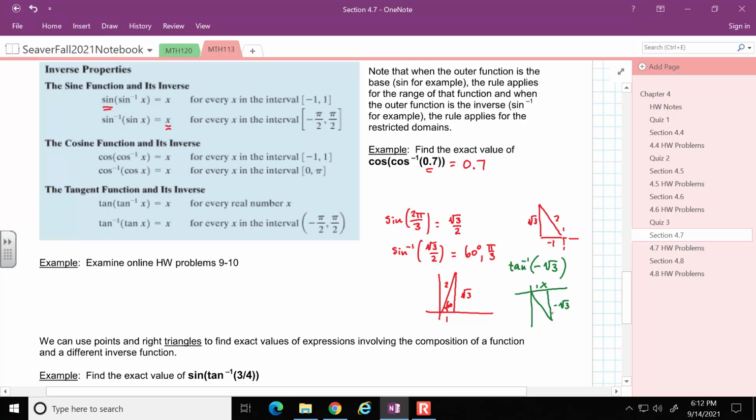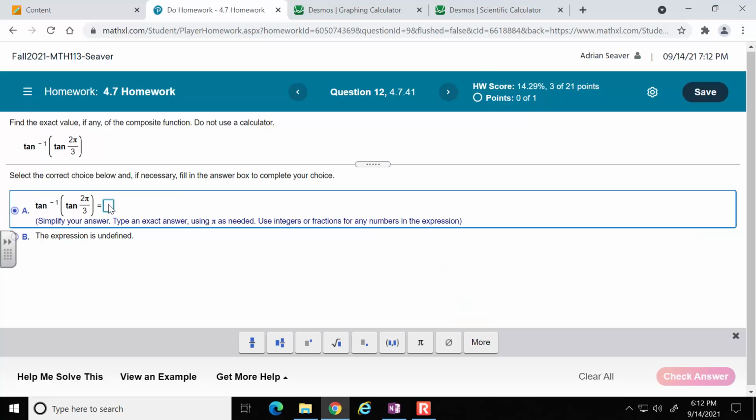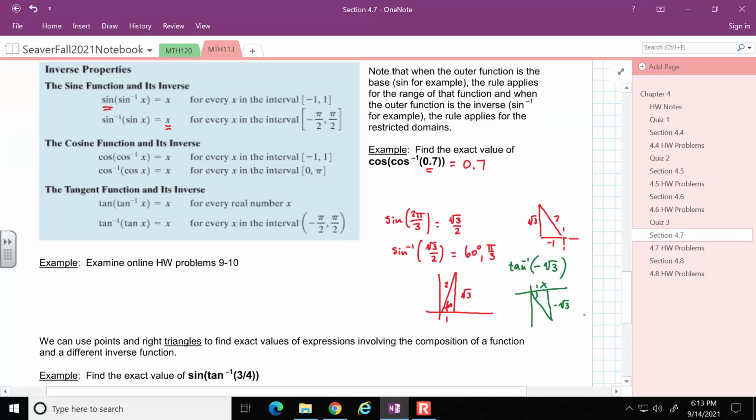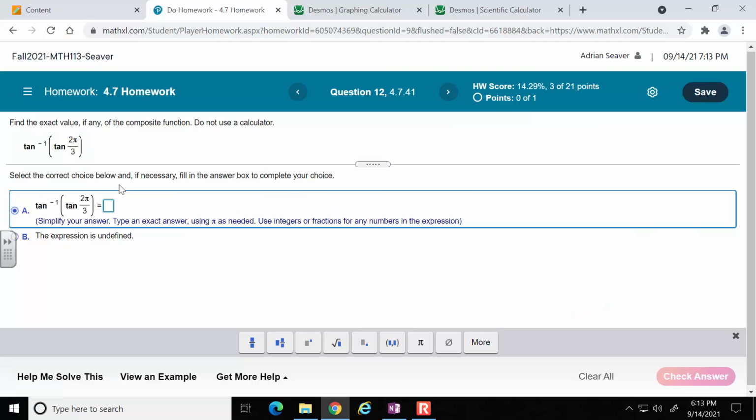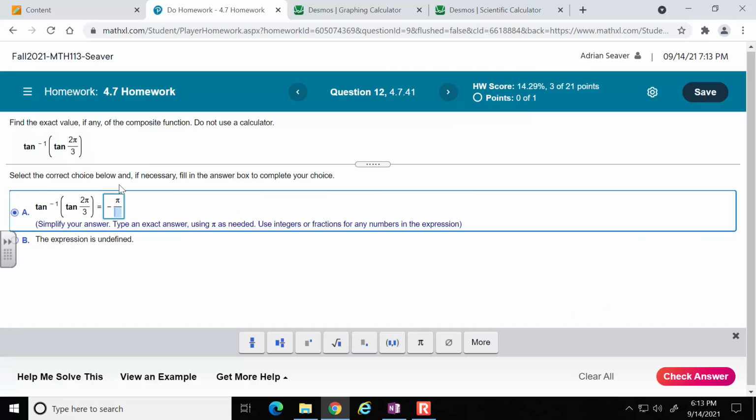So this is triangles. If you want to use unit circle, you can. Like in this case where you got square root of 3 over 2, you could have gone to your unit circle. But I know that this reference angle, at least, is 60 degrees. So the way inverse tangent is defined, I want my answer to be between negative pi halves and positive pi halves. So in this case, I'm going to use negative pi thirds.